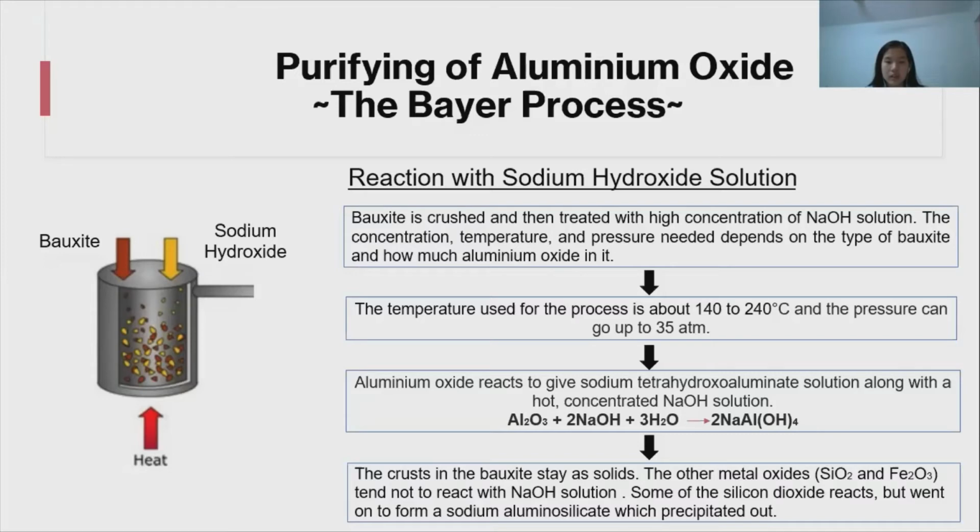So the crust in the bauxite stays as solid, and the other metal oxides like silicon dioxide and iron(III) oxide tend to not react with sodium hydroxide solution, so they will remain unaffected. Some of the silicon dioxide will react, but went on to form a sodium aluminosilicate, which will be precipitated out.